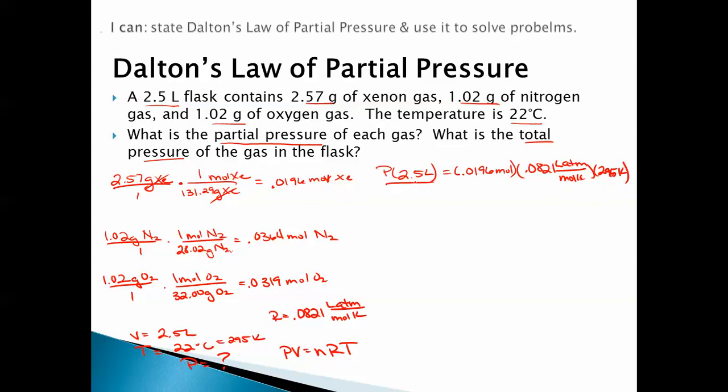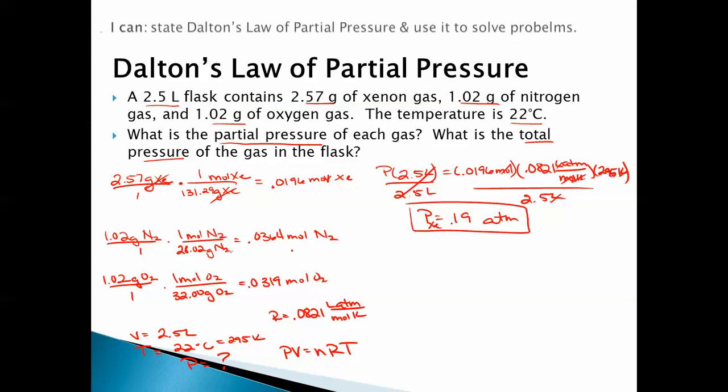And at this point I can go ahead and solve for pressure, so I'm dividing both sides by 2.5 liters, leaving me with a pressure for xenon, where moles cancels, liters cancels, Kelvin cancels, left with just atmospheres. And plugging that all into my calculator, we should end up with 0.19 atmospheres for xenon.